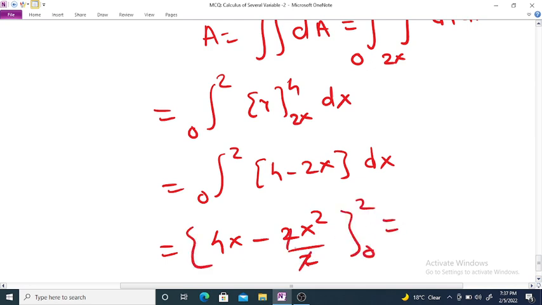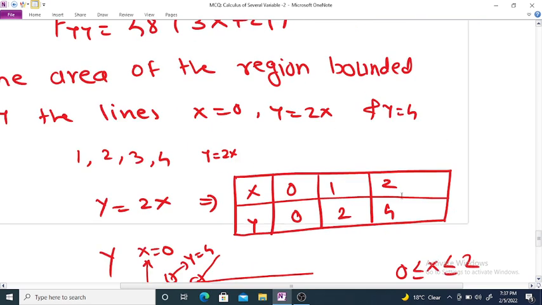The 2 will get cancelled here, and it is 8 minus 4, which is equal to 4. So the value of the area of the region bounded by these lines is 4. The correct option is D.